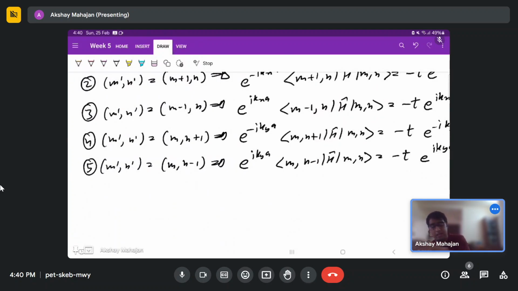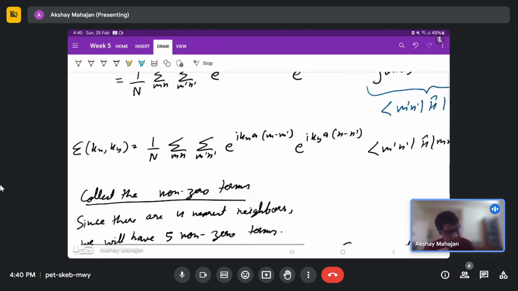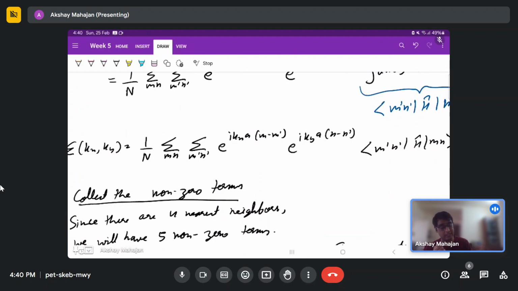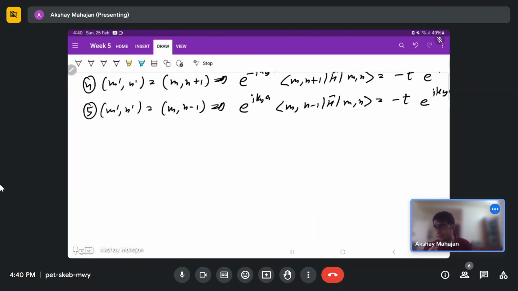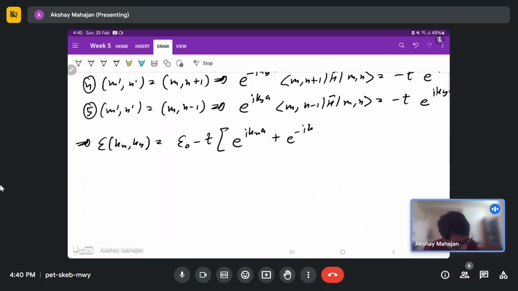And then as I said earlier, since the summation is from 1 to N, these 5 terms will be repeated N times, so we will just get N times and we can cancel it out, and we will be left with just these 5 terms only. So our energy dispersion E(kx, ky) will be given by E naught minus t times e to the power iota kx of a plus e to the power minus iota kx of a plus e to the power iota ky of a plus e to the power minus iota ky of a.